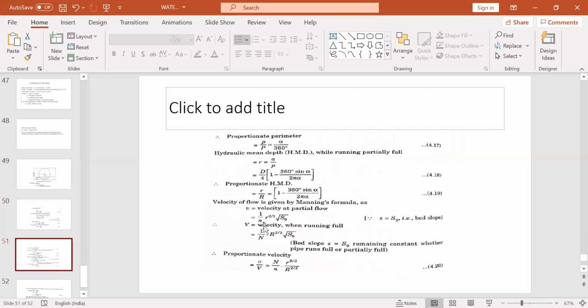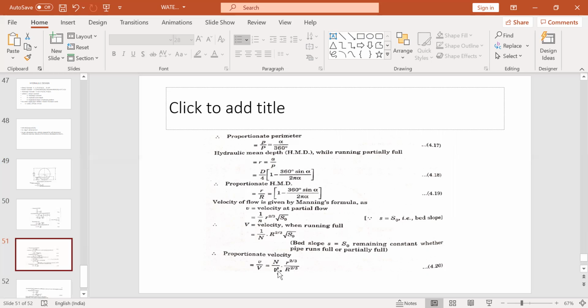Thus we are finding this. Again, R equal to A by P. So what is R? Hydraulic mean depth. The proportionate area will be alpha by 360. Again, we are finding the proportionate hydraulic mean depth, small r by capital R. Using trigonometry, you are finding it as 1 minus 360 degrees sin alpha by 2 pi alpha.